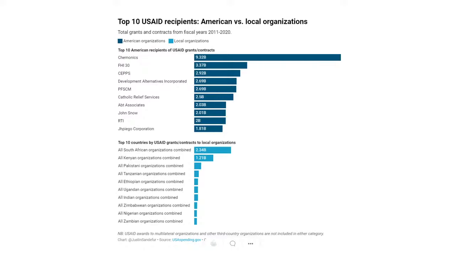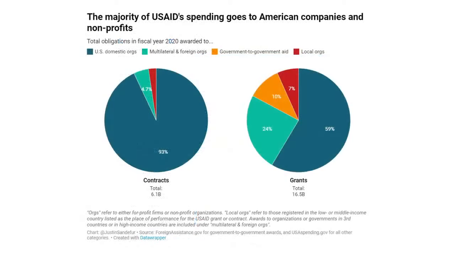If we look at a recent year, 2020, next slide. Here, Justin has put contractors on the left side and grantees on the right side. The big blue slices, I believe, are US-based organizations. So you can see most contracts are really all in the US. On the right-hand side, we can see more of the government-to-government stuff, I think that's in yellow. But that little red slice, which is 7% of total, is local organizations and grants. And of course, grants are the minority of the money that goes out for USAID.